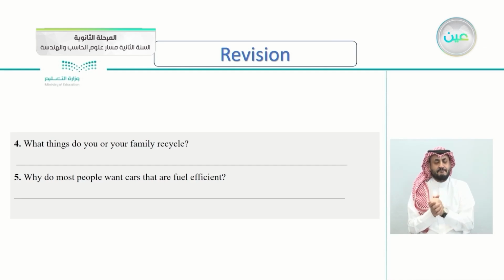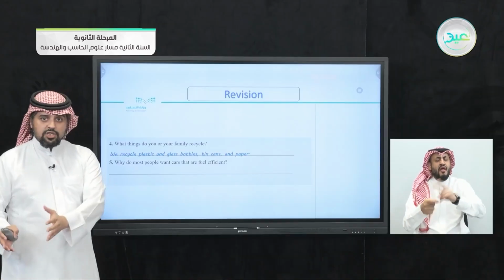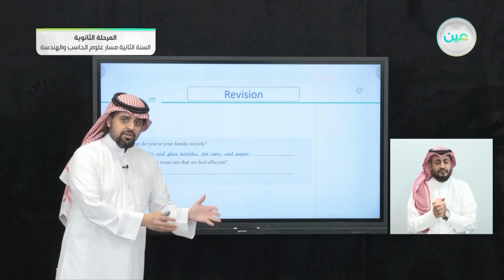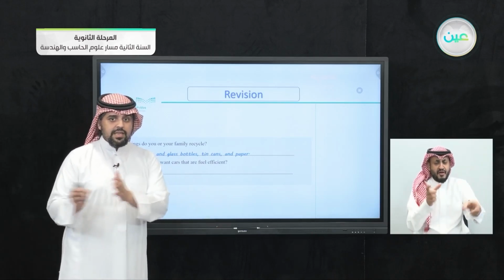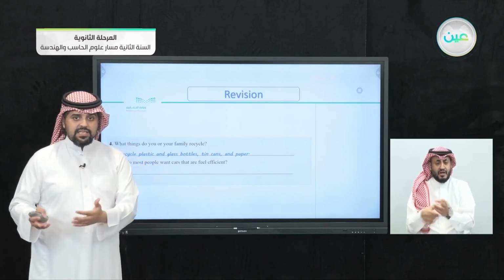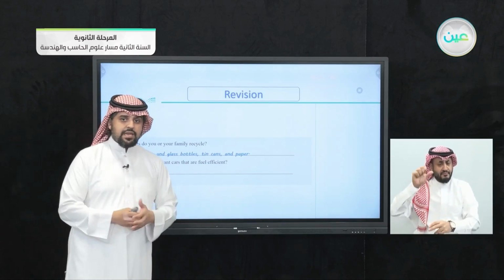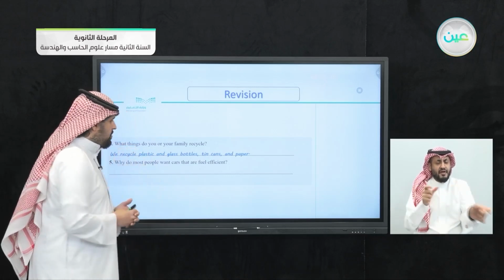Let's check the answer here. We recycle plastic and glass bottles, tin cans and paper. So of course, you can see some recycle bins, whether there are plastic holes or paper or glass holes. So different materials, you put the correct material in the correct bin. So if you want to recycle plastic, paper or glass, there are these bins specified for this kind of thing.